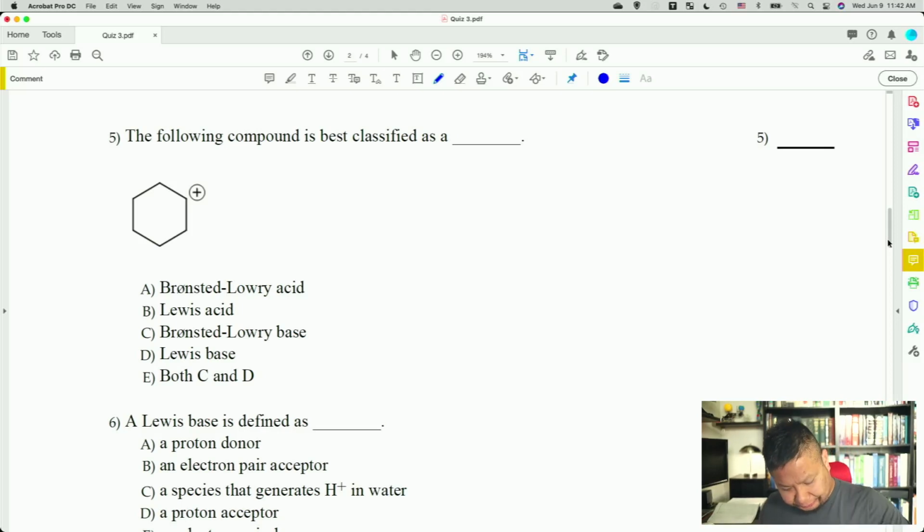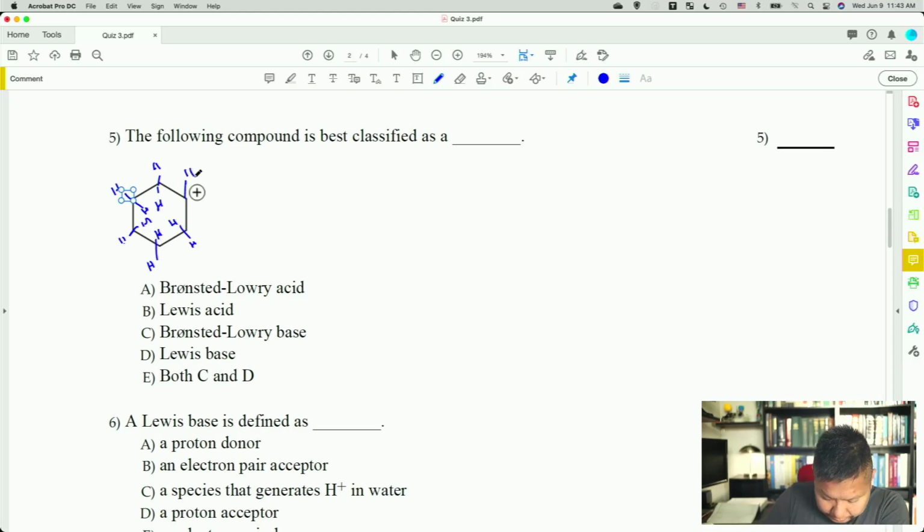What best identifies this structure below? Now this is kind of tricky because we do have protons sitting all over this cyclohexane. These are all CH2s. But the one that has the positive charge on it, the carbocation, is actually missing a proton. But it's missing a proton in such a way that, because it's a positive charge, it needs to receive electrons.